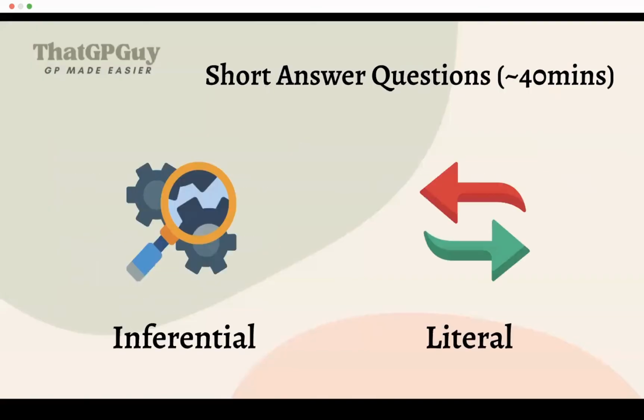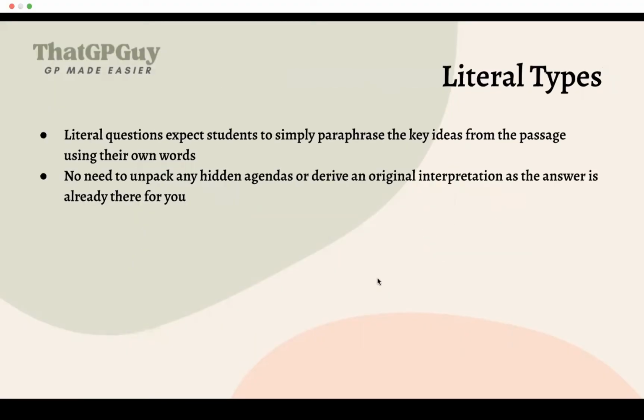Starting off with the short answer questions, as I've mentioned, you need to allocate at least 40 to 45 minutes. I know there are many questions that we can expect, and don't expect me to cover all of them today because it's just too many. So what I'm going to try to do is get you guys to differentiate between two very common types of questions, the broad macro themes of questions. There are two: inferential and literal questions. So what do they mean?